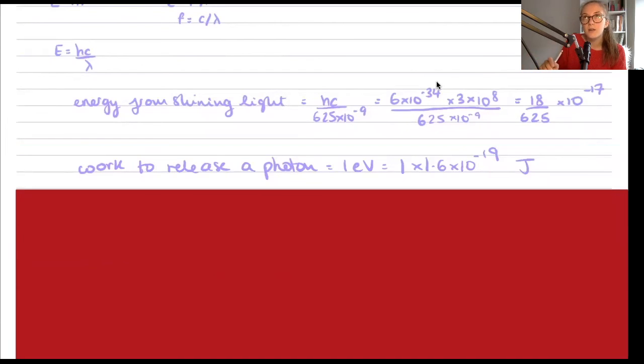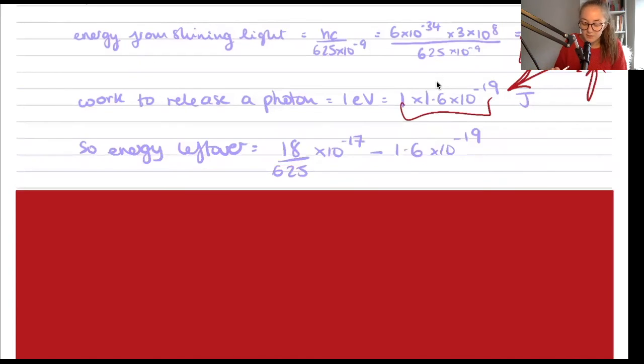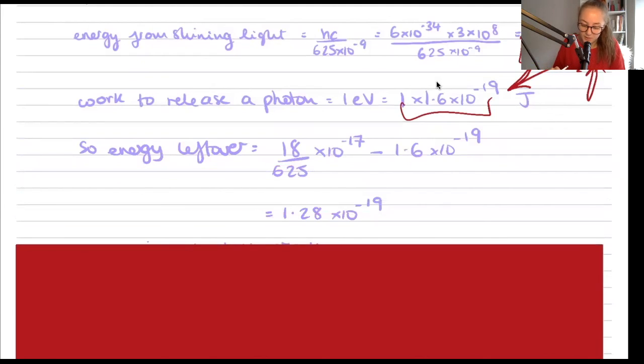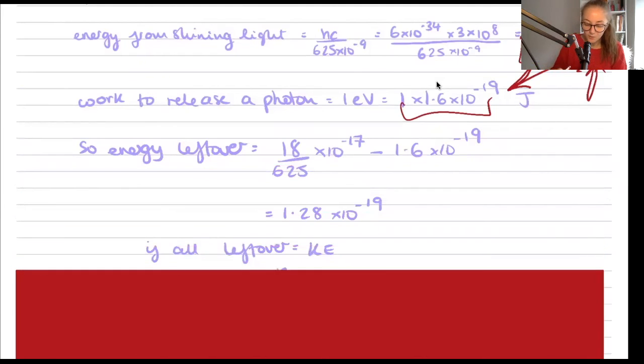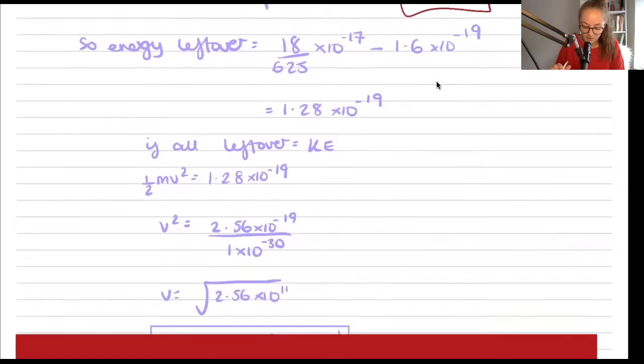So how we convert electron volts to joules is that we multiply this by the charge of an electron. So that would be 1 times 10 to the minus 19. And we can see that these values make sense because this is a larger value than this, and we are told that photons are released. So this amount of energy supplied needed to be greater than the work function. So the energy left over is the difference between these two values, so 1.28 times 10 to the minus 19. And if all of that leftover energy is converted to kinetic energy, then we can say that half mv squared is equal to that, and rearrange to get a value for v.